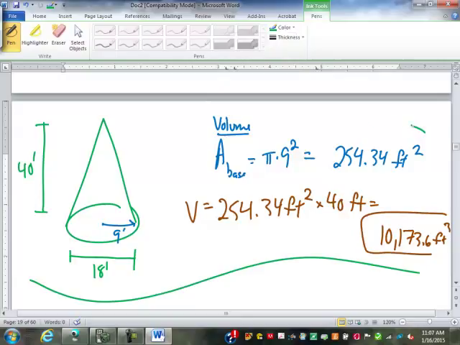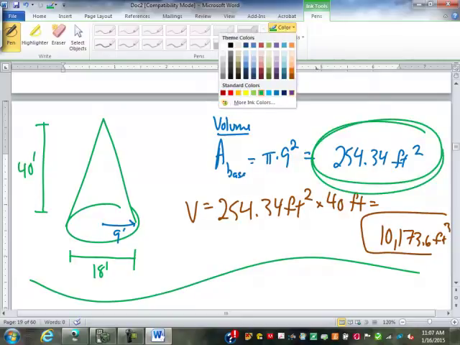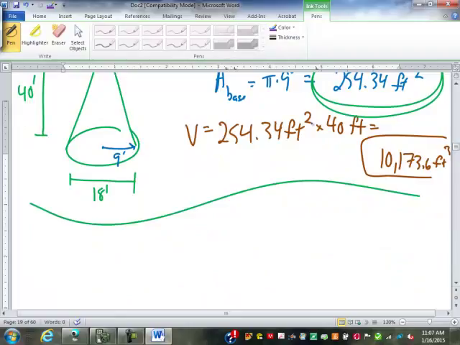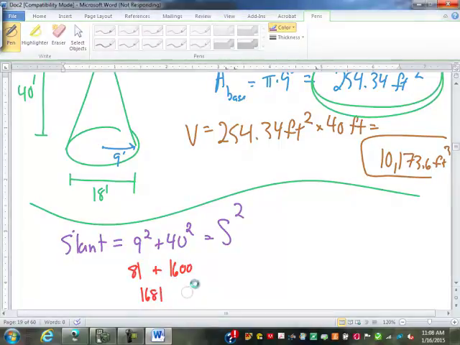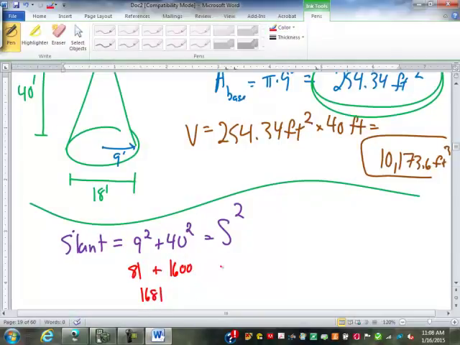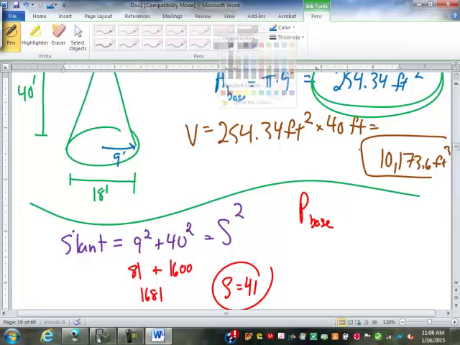Now for surface area, we already have the area of the base. We need the lateral area. For the lateral area, we need the slant, which is going to be 9 squared plus 40 squared equals that slant squared. If you figure that out, it's 81 and 1600. The square root of 1681 is going to give you 41 for the slant. I need the perimeter of the base. Perimeter of the base is going to be pi times 18.